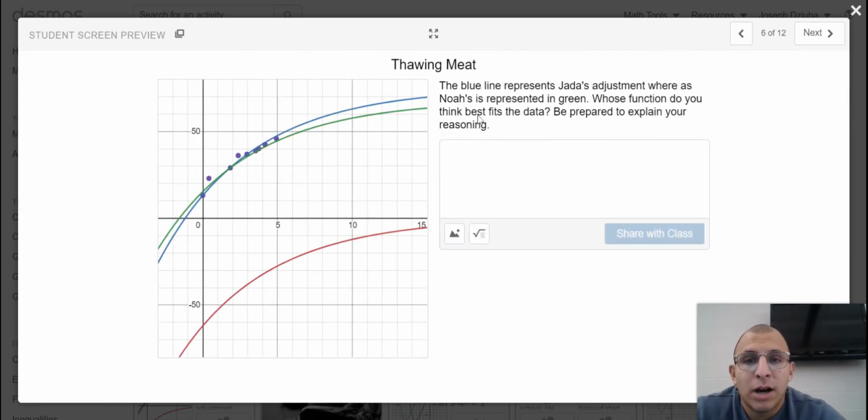Here we can see that the blue line represents Jada's adjustment and Noah is represented in green. Whose function do you think best fits the data? And be prepared to explain your reasoning, so make sure you share that with your classmates. Okay. Attend to precision here using the vocabulary that we've been working through.